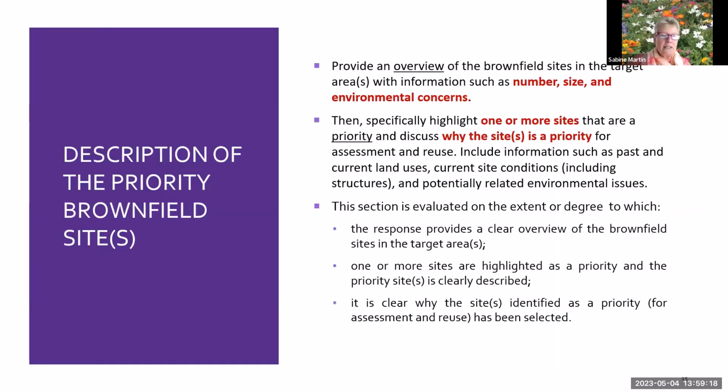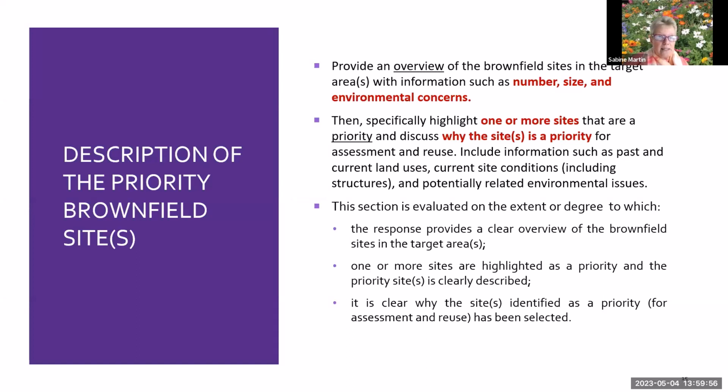So moving on, I think we're on a tight time schedule today because there's so much in this huge section. Description of the priority brownfield sites. I'm just going to give a very quick overview here. This is where you provide an overview of the brownfield sites in your target area, the areas you really want to focus on in your grant, with the information of number, size, and the environmental concerns for each of those specific target areas, and be as specific as you can. Then specifically highlight 1 or more sites that are your priority sites.